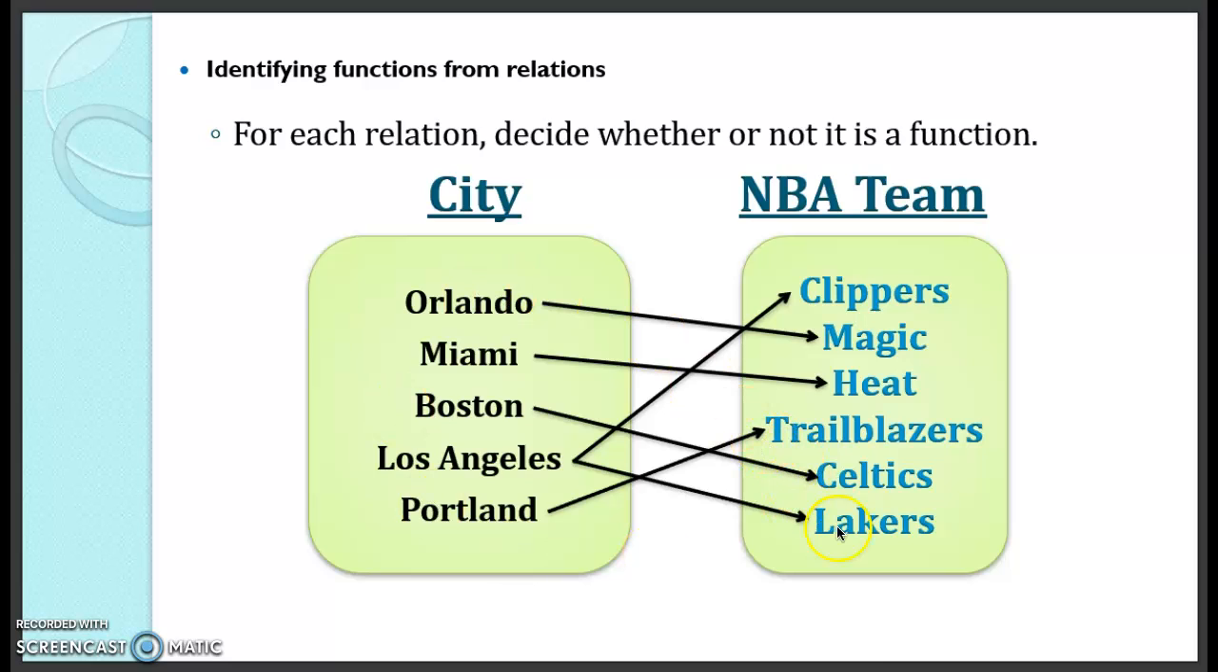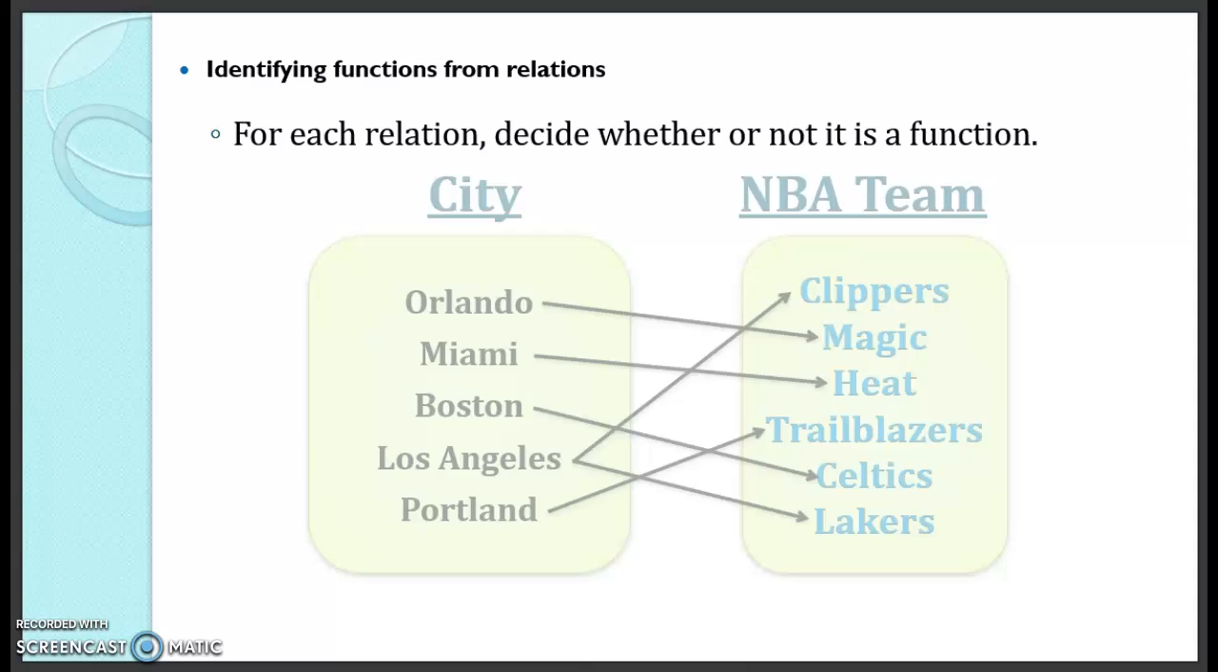So this relation is not a function because Los Angeles, our x value, goes to two different y values. So we could say it in terms of this: a team is not a function of the city in this case.